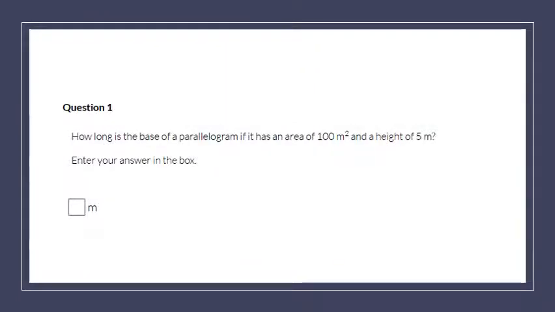In the last lesson, we looked at the area of a parallelogram, and we said the area equals the base times the height. In this one, we're going to have to go backwards because they give us the area. So I can plug that in here. Equals the base. We don't know what that is, but we do know the height is 5.